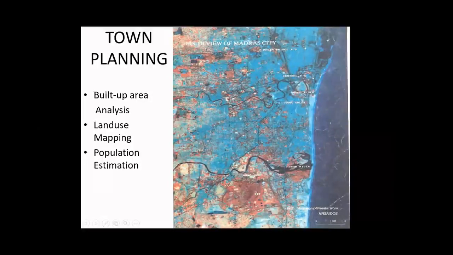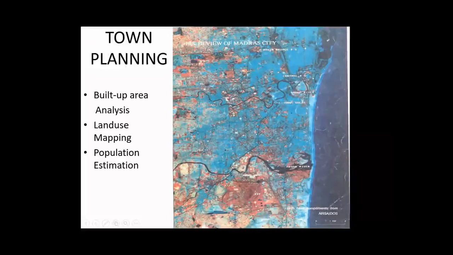vegetation, yeah, the forest. And this gray, you should be very clear in distinguishing this Marina Beach sand from the built up area, because this gray color gives a false indication that this could be a building. No, it is not a building, because if the sand is admixed with a little bit of moisture, then it looks like a built-up area. So you need the visualization and digital interpretation technique.